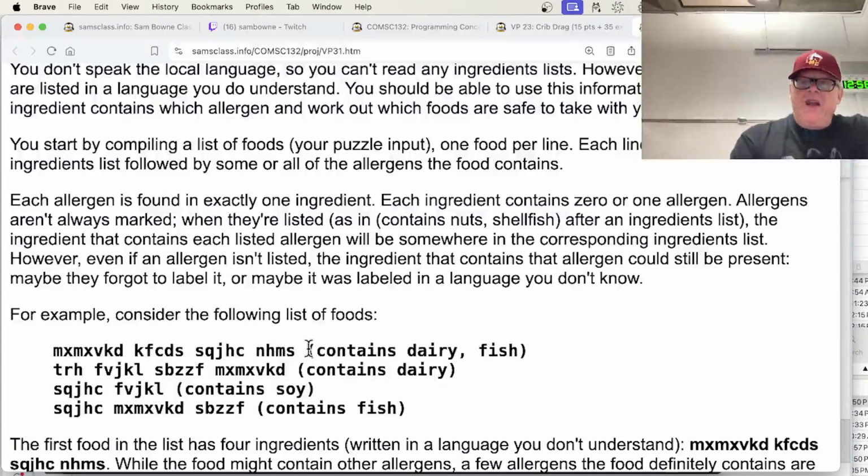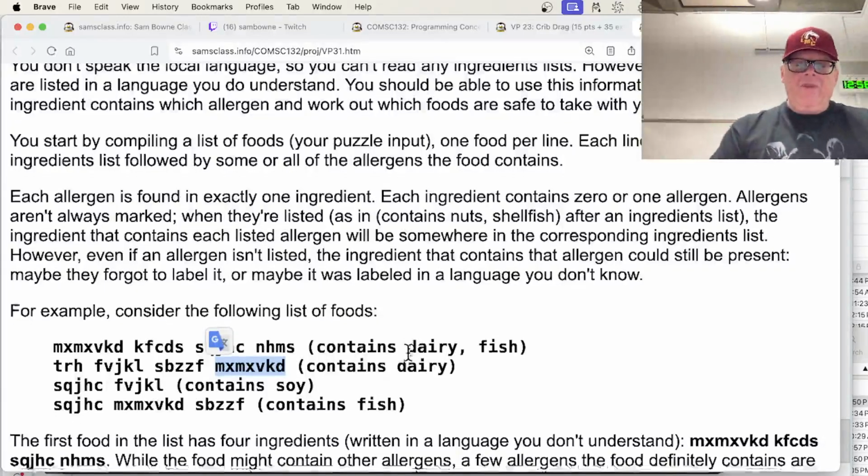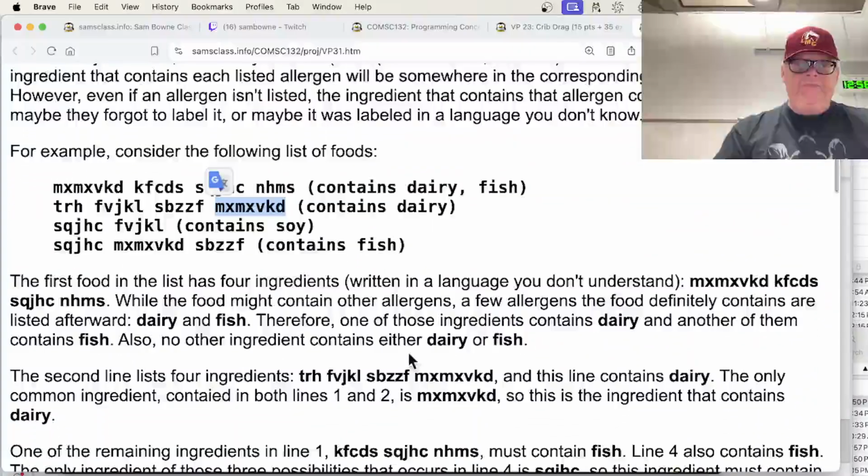For example, the first line, something here contains dairy, and something here contains dairy. So only one component is allowed to have an allergen, so it must be one that's common between these two lines. And you can see the MXM is in both lines, and nothing else is. KF is not here, SQ is not here, and NH is not here. Therefore, this must be the component that contains dairy. So that's the first fact. And so MXM is dairy.